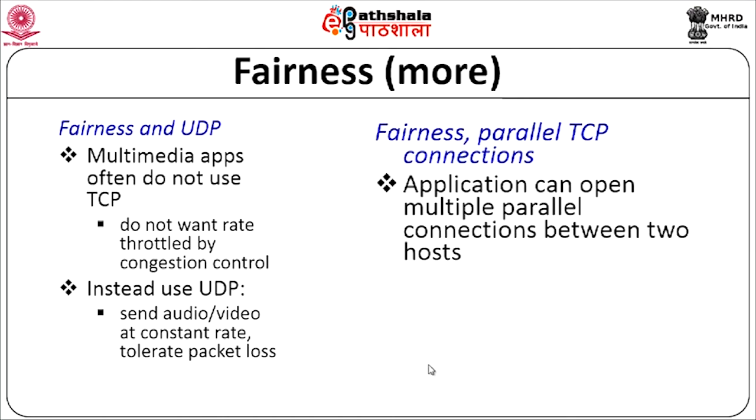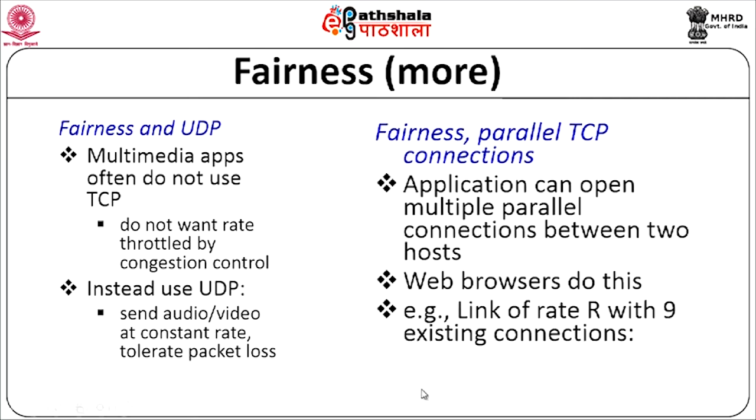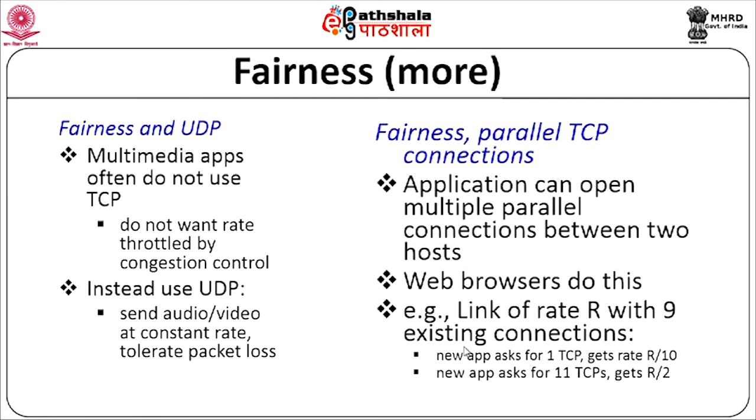For instance, let us say an application can open multiple parallel connections between two hosts. Many browsers and many other applications will do this. The advantage of doing this is, let's say you have a link of rate R, and there are 9 existing connections. Now a new app, if it asks for one TCP connection, what is the rate that it will get? Now there are 10 connections, remember, so it will get R by 10. Whereas, if the new app now asks for 11 TCPs, it opens up 11 parallel connections, how much bandwidth will it get?